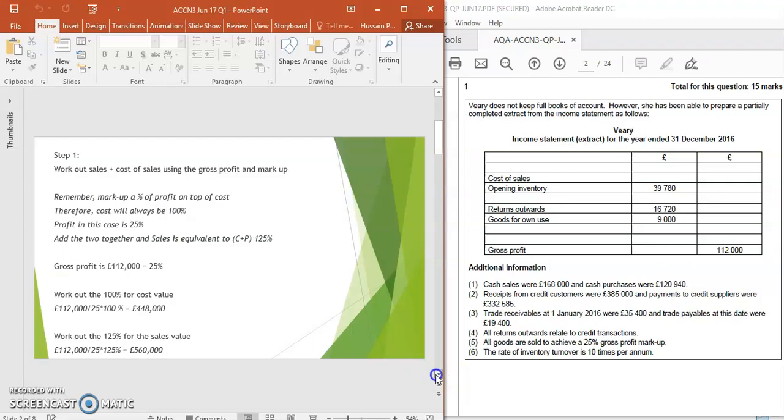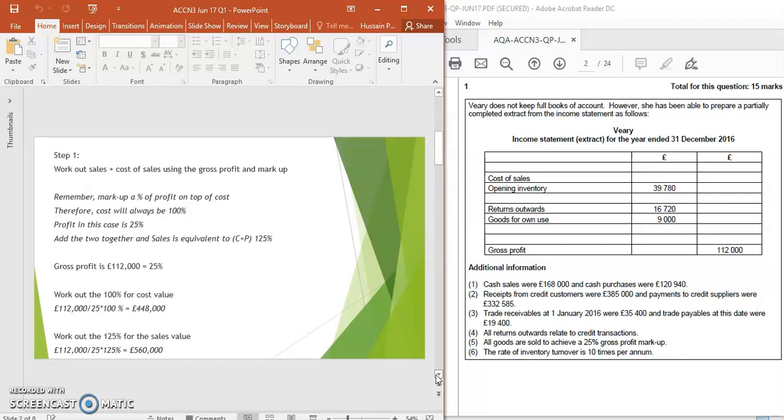Looking at the question, the sales are missing. Cost of sales has 3 bits of information: closing stock is missing, purchases are missing, and we have gross profit. So there's no sales, cost of sales is incomplete, but we do have gross profit. That's probably the starting point for the question. Looking at points 1 to 6 in the additional information, point number 5 mentions gross profit markup.